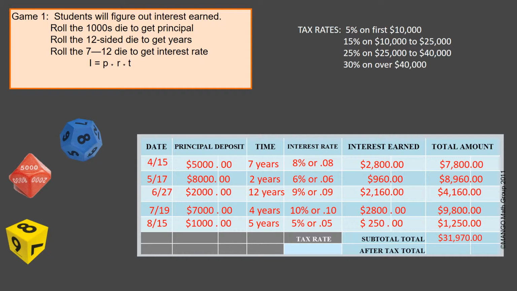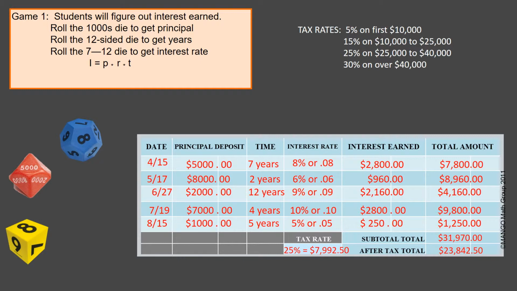So in this one, you would look at your $31,970. That falls within the 25% tax rate bracket. So you're going to have to figure out what tax rate you have to pay for that amount. And you will have to pay 25%, which is $7,992.50, which you'll subtract from your total amount, which will give you $23,842.50.